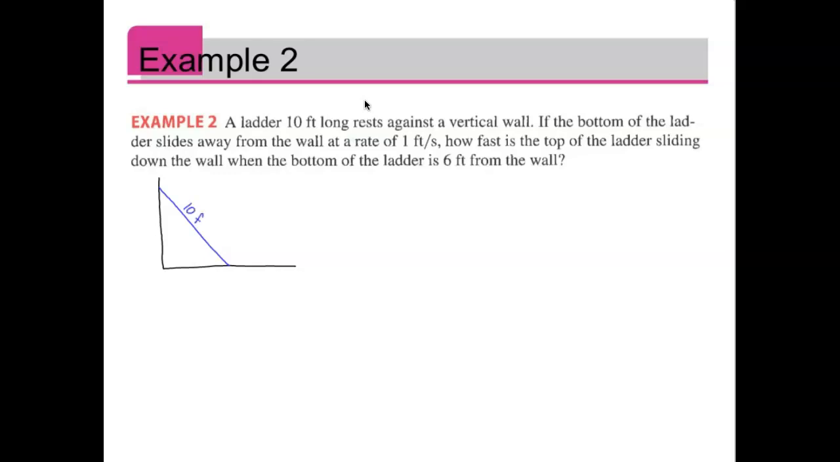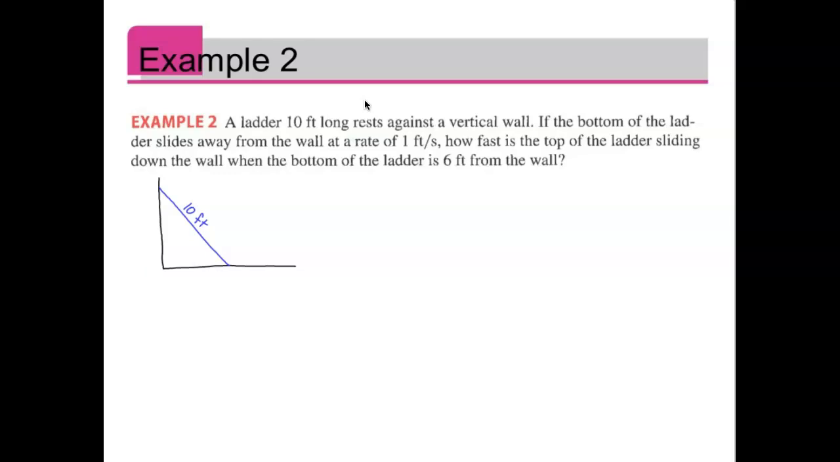The ladder is 10 feet, that's constant. Now that ladder is coming down the wall. So what's not constant is this distance between the top of the ladder and the side of the wall, right? That's shrinking. So I'm going to name that a variable.